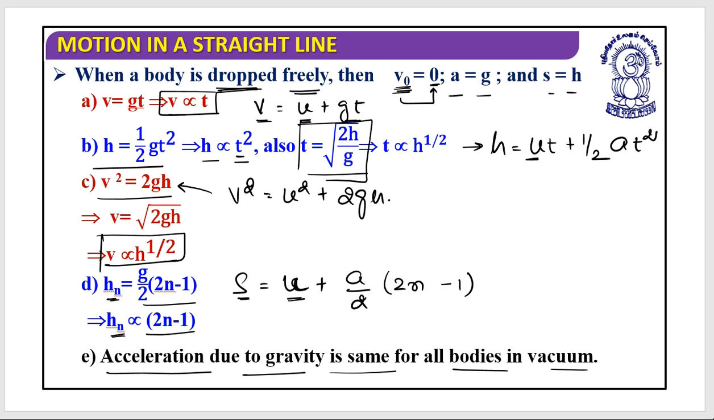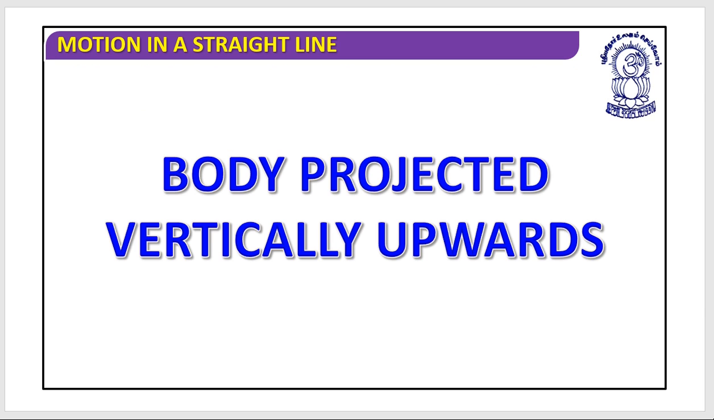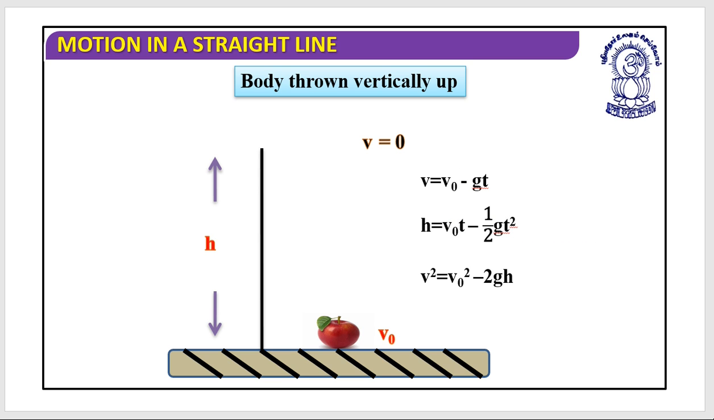Now this was the case when the body was released from a height and it is a free fall. Now let's say the reverse situation. Suppose a body is projected vertically upward, and this is motion in one dimension. So what would be the situation? Let's say an apple has been thrown with an initial velocity of v naught, and let's say the motion of the apple would be something like this. Yes, it is coming back to this position.